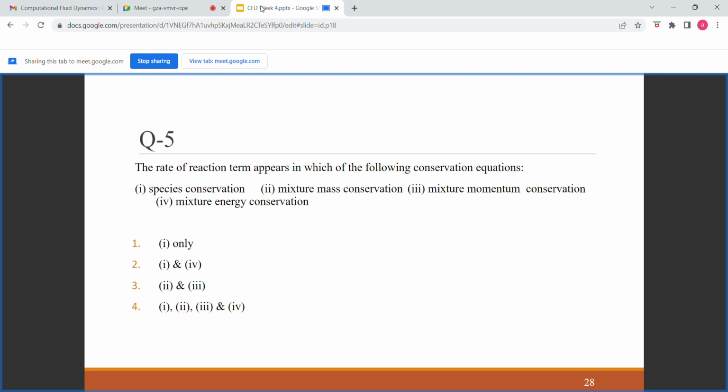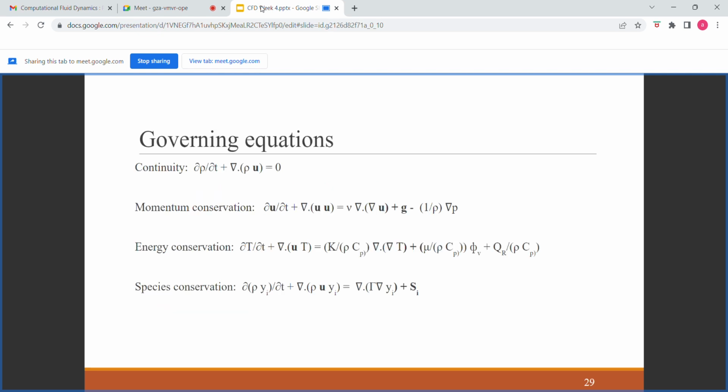So the answer is actually that it appears in the species conservation equations and the mixture energy conservation equation, that is 1 and 4. So we'll see how and when the rate of the reaction term appears in these conservation equations.